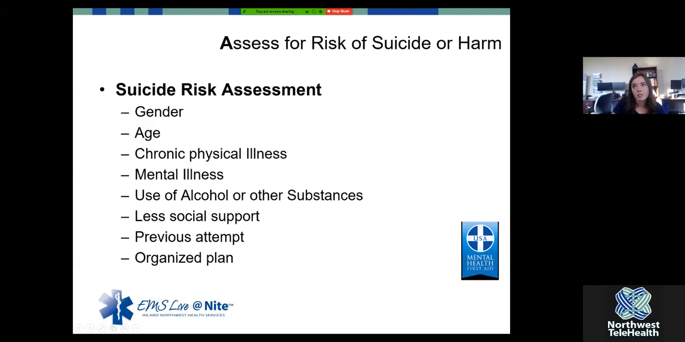Okay, so suicide risk assessment. This might all be something that you have talked about in your training as an EMS provider before this session, but I think it's important to still go over it and have a little bit of a reminder. So, gender. Males kill themselves more often than females, although women attempt suicide 3 times as often as men. So again, men complete suicide more often, but women attempt suicide 3 times as often.